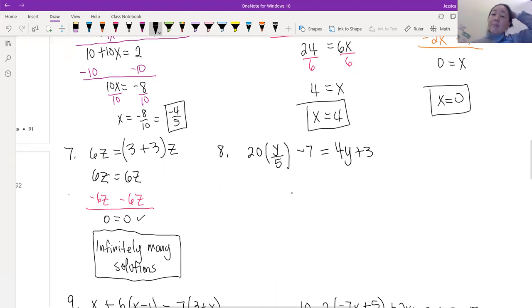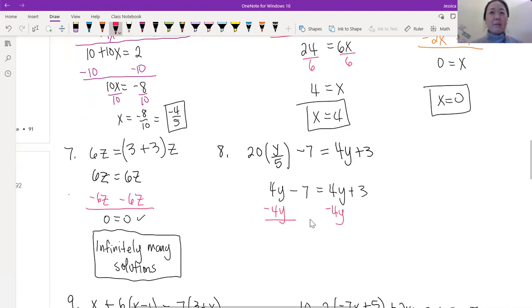All right. So number 8 right here, now I notice that, ooh, we have parentheses, but 5 does go into 20 evenly. So let's just simplify that part. So 20 divided by 5 is 4. We've got 4y minus 7 is equal to 4y plus 3. Now, again, we're going to get the variables on one side to make it look like a two-step equation, right? So I'm going to just subtract 4y and subtract 4y.